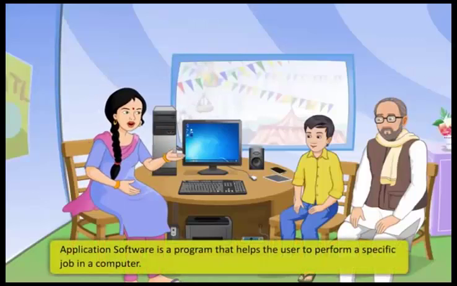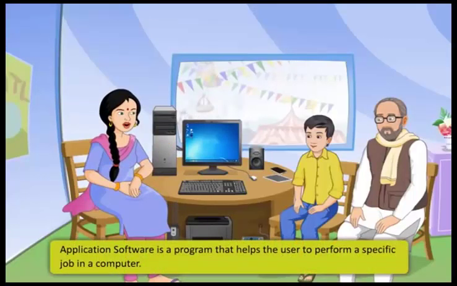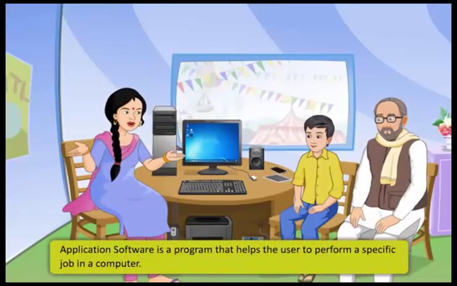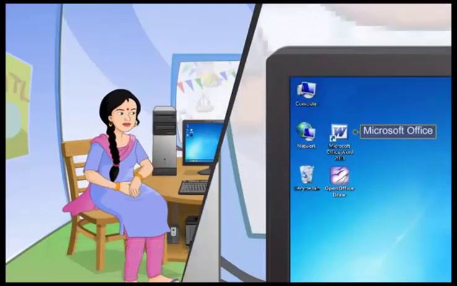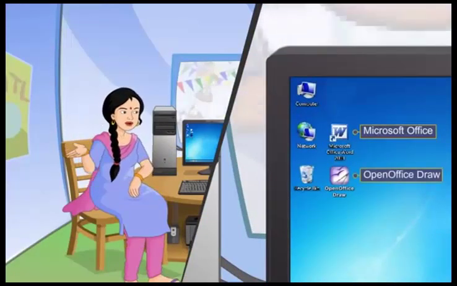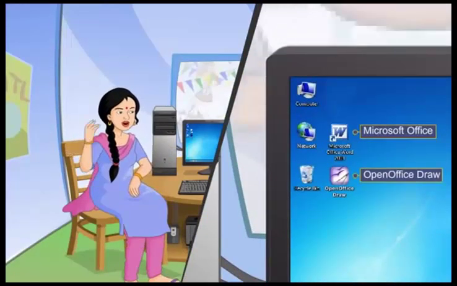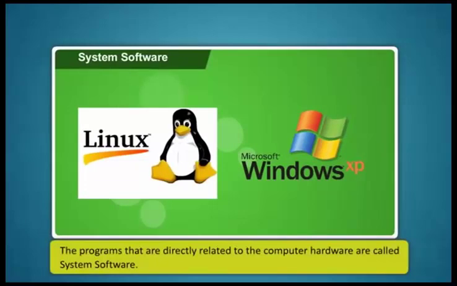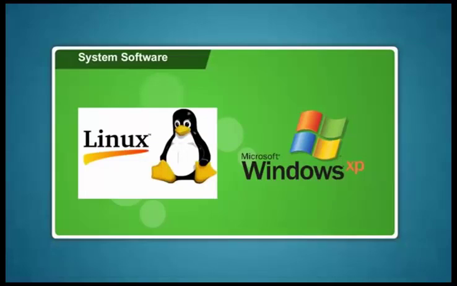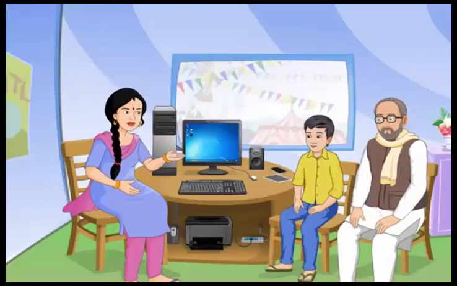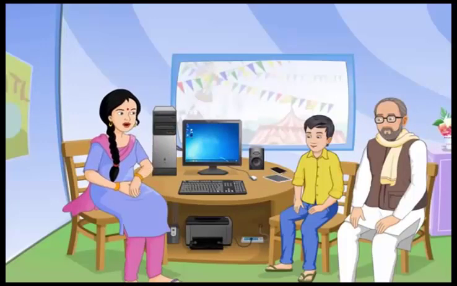Application software is a program that helps the user to perform a specific job in a computer. Microsoft Word and OpenOffice Draw are examples of application software. The programs that are directly related to the computer hardware are called system software. To run a computer, you need an operating system, which is a system software.